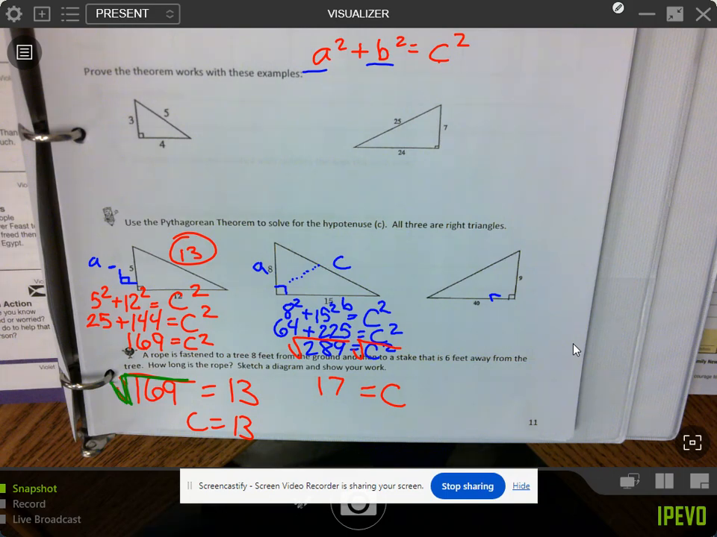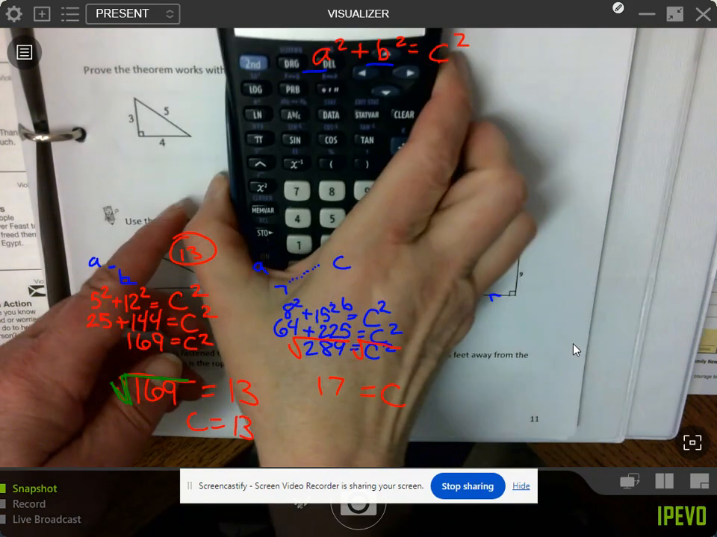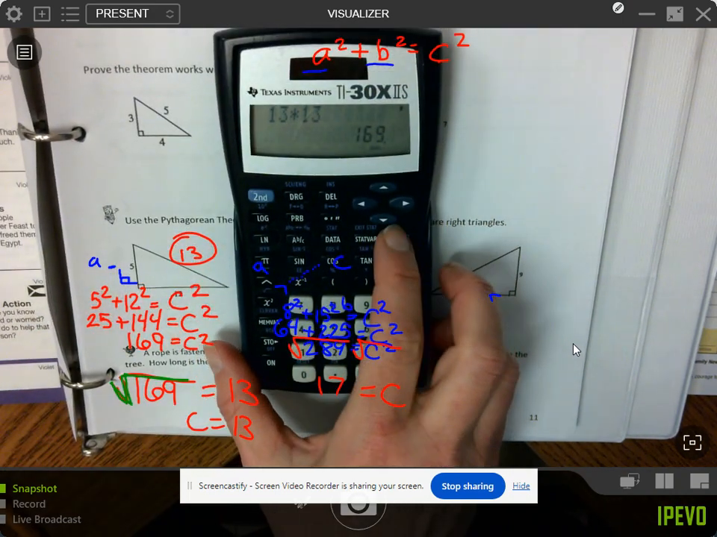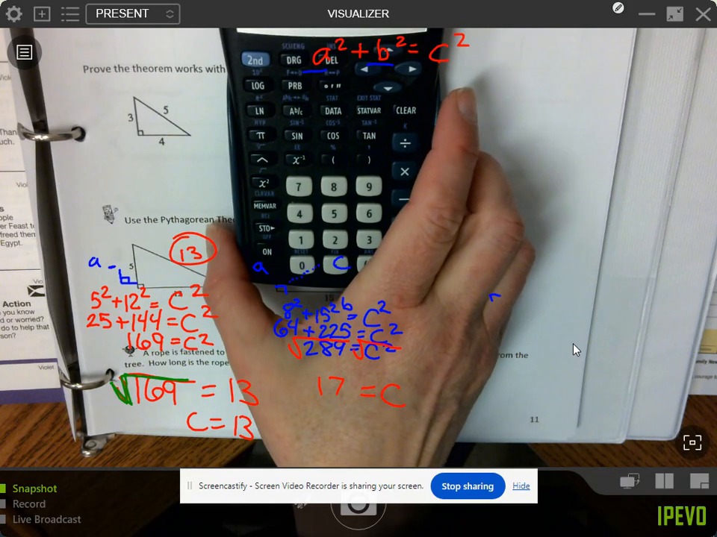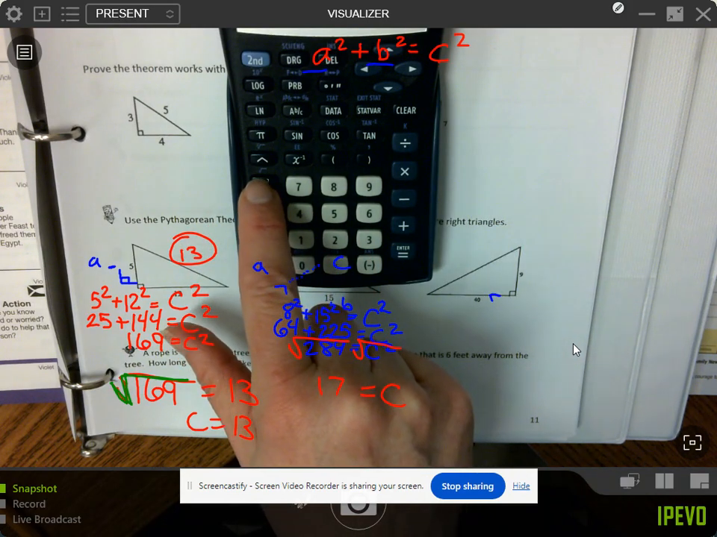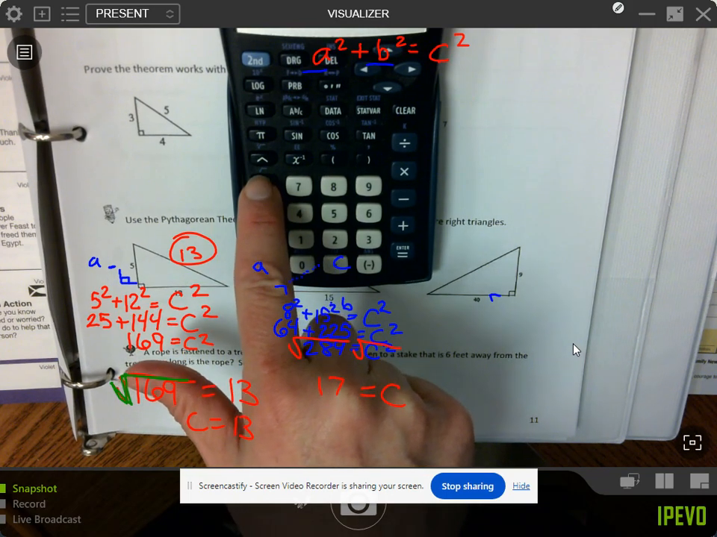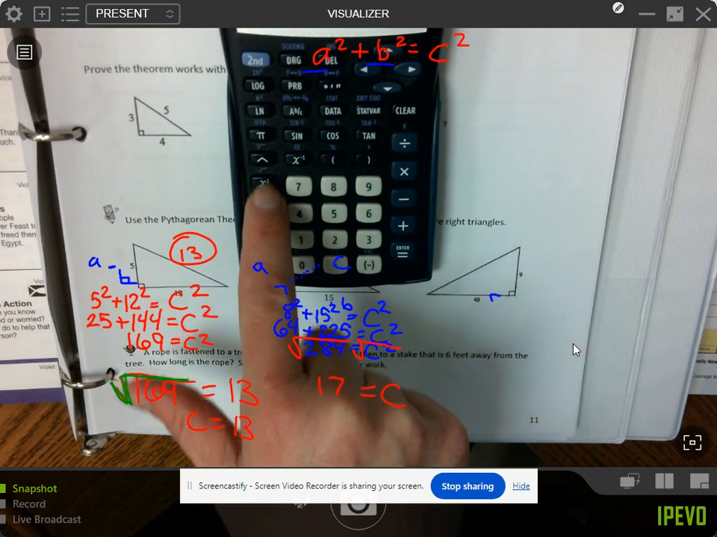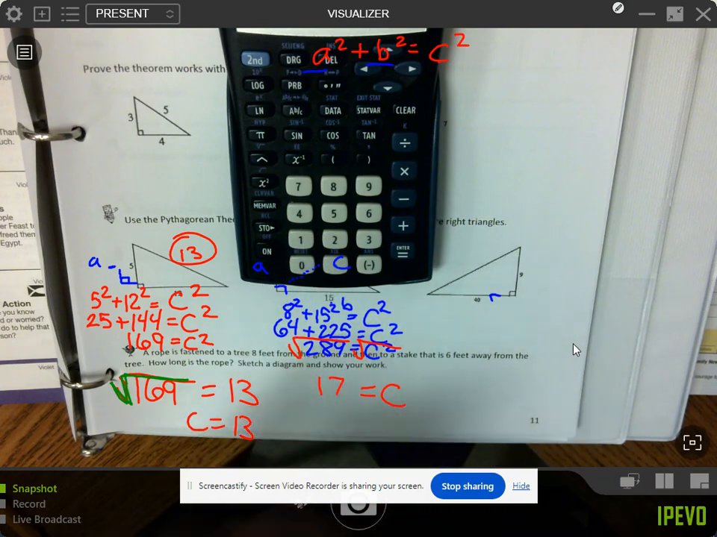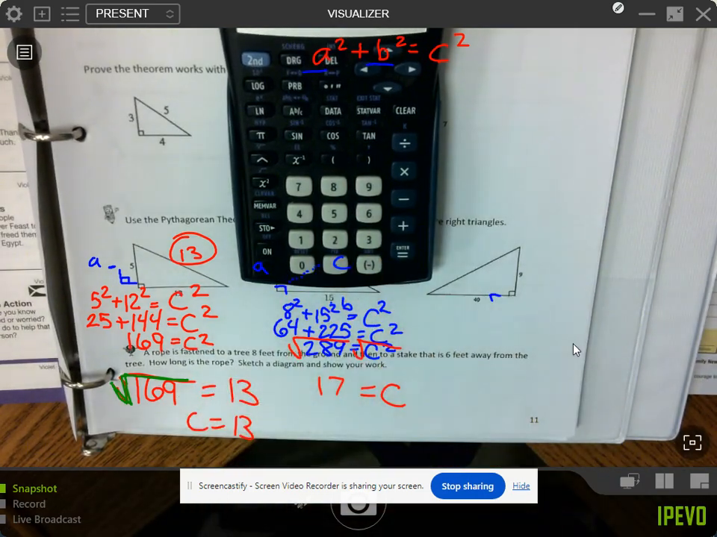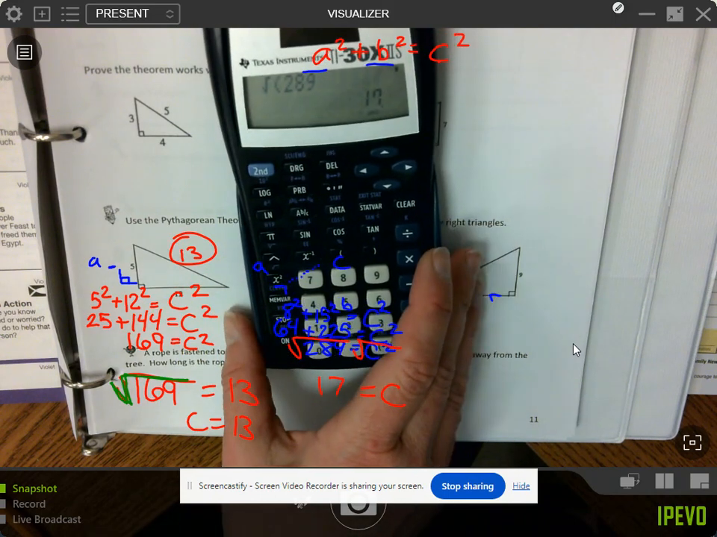We put in, let me move it up so we can see. We want to get that square root button. So I do second square root of 289, and I find that it equals 17.